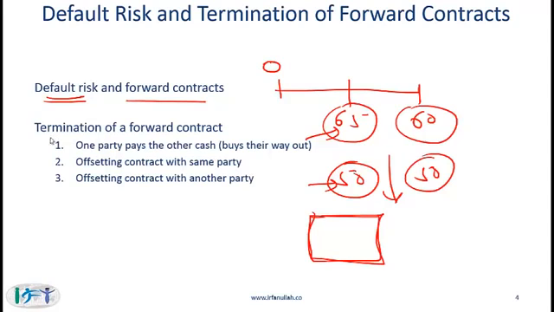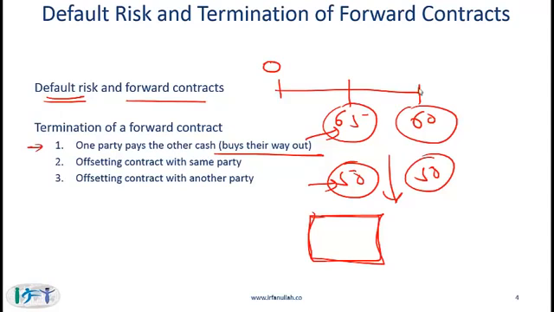Now we will look at how to terminate a forward contract. There are three methods that you need to be aware of. The first method is that one party pays the other party cash and essentially buys its way out.